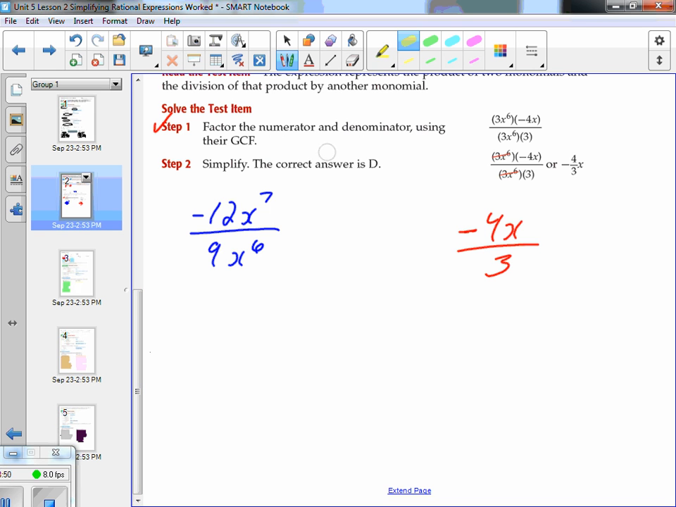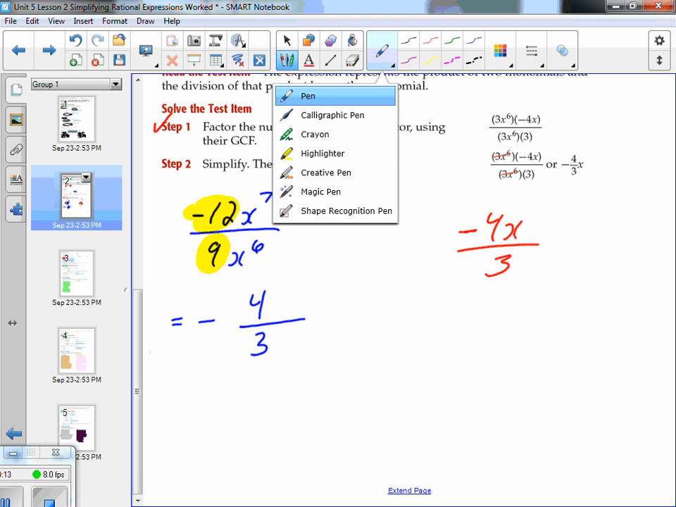The numbers, I would reduce that the way I always reduce a fraction. I'd think negative divided by positive is negative. Then I'd think, all right, what can I divide out of a 12 and a 9? Divide out a 3. 12 divided by 3 is 4. 9 divided by 3 is 3. I would have done that.